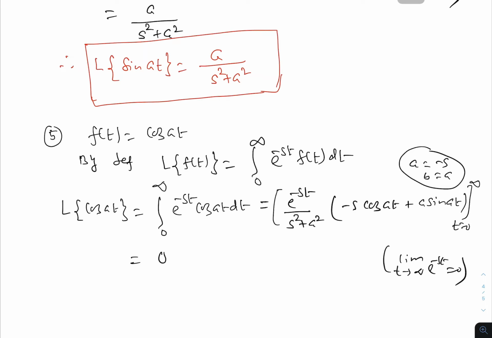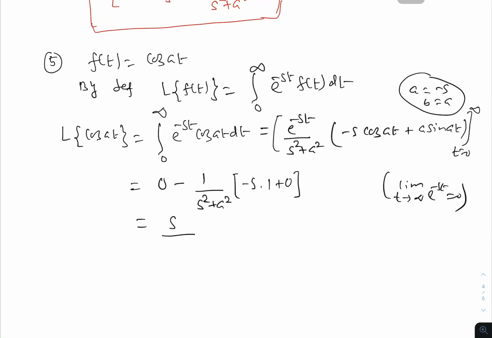So upper limit is 0 minus lower limit when t is 0. Here when you take t to be 0, e power 0 is 1. Moreover here also 0 when t equals 0. So this is 1 over s square plus a square minus s, and when t is 0, this cosine 0 is 1, sin 0 is 0. So this is 1 plus 0, and so this is nothing but s over s square plus a square.